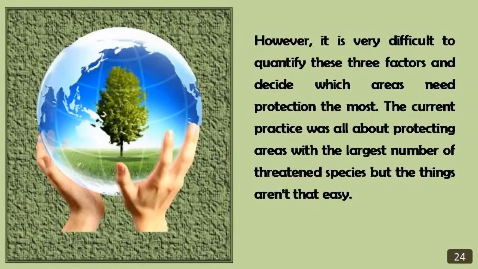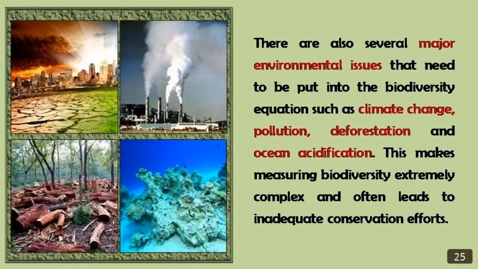However, it is very difficult to quantify these three factors and decide which areas need protection the most. The current practice was all about protecting areas with the largest number of threatened species, but things aren't that easy. There are also several major environmental issues that need to be put into the biodiversity equation, such as climate change, pollution, deforestation, and ocean acidification. This makes measuring biodiversity extremely complex and often leads to inadequate conservation efforts.